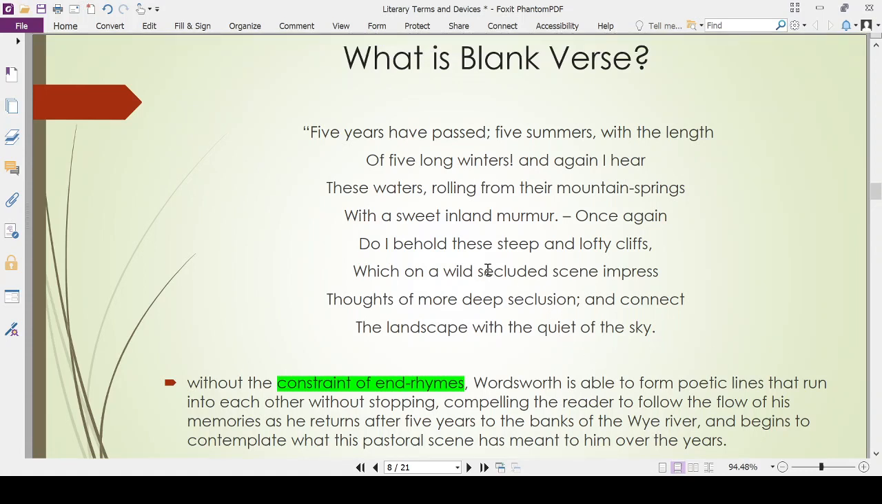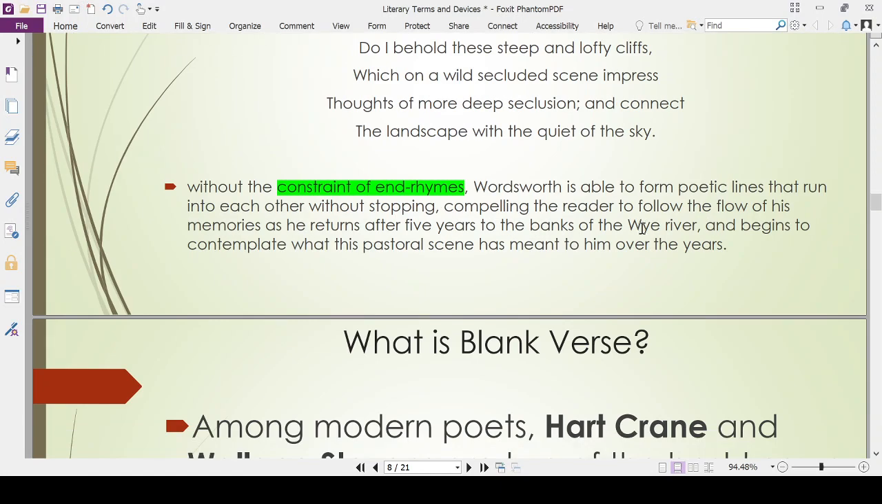Five years have passed, five summers with the length of five long winters. And again, I hear these waters rolling from their mountain springs with a sweet inland murmur. Once again do I behold these steep and lofty cliffs, which on a wild, secluded scene impress thoughts of more deep seclusion, and connect the landscape with the quiet of the sky. So this is blank verse.